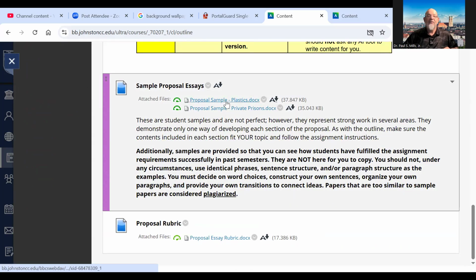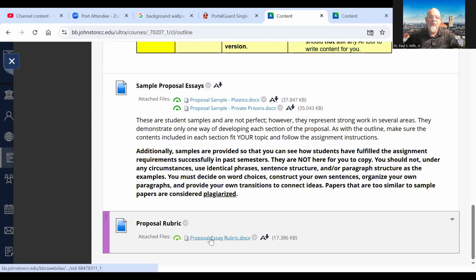Here are a couple sample essays for you to look at. Make sure that yours looks like that. Before you submit your essay to me, take a look at the sample and make sure that your essay looks like it. I mean, that's the easiest way to see if your formatting looks right. Below that is the rubric.